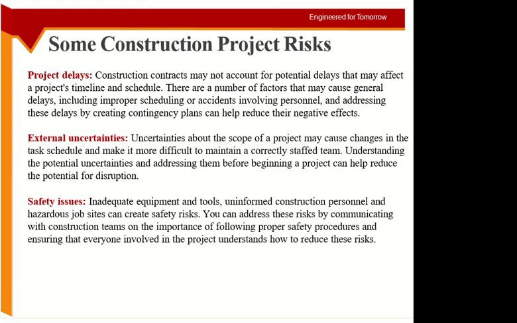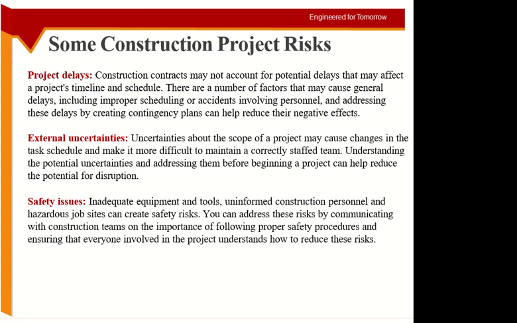Some of the risks I already talked about. Delays: most common risks are related to delay. The delays can be general delays, maybe because of lack of planning. So when you are planning for the project activities, you do not do it properly.